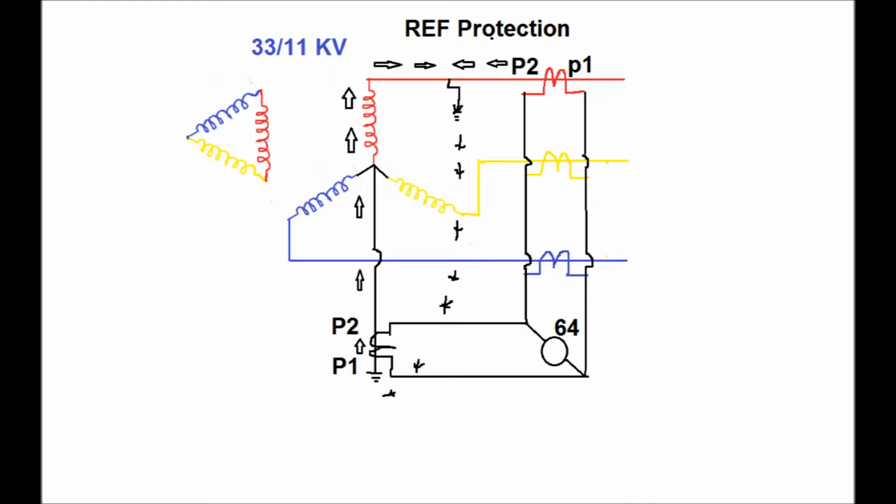And under a fault condition in the restricted zone, both the currents, that is for the phase CT and the neutral CT, flow from P1 to P2, and therefore the total current in the secondary side will be additive in nature, and therefore the REF relay will operate to clear the fault.